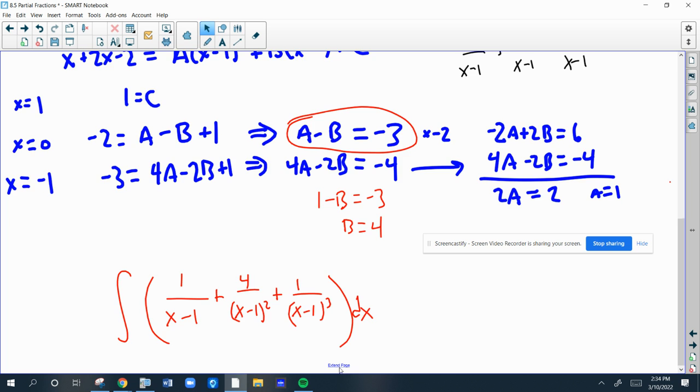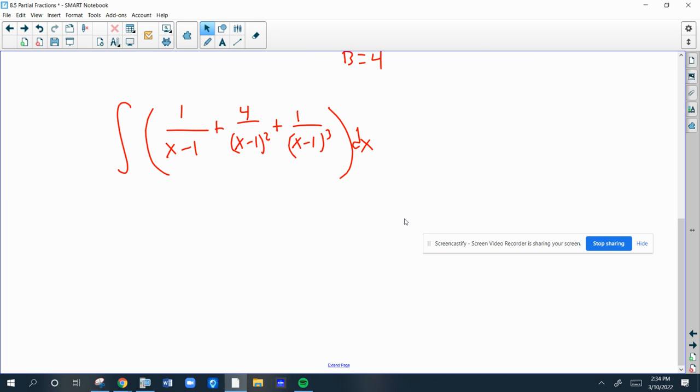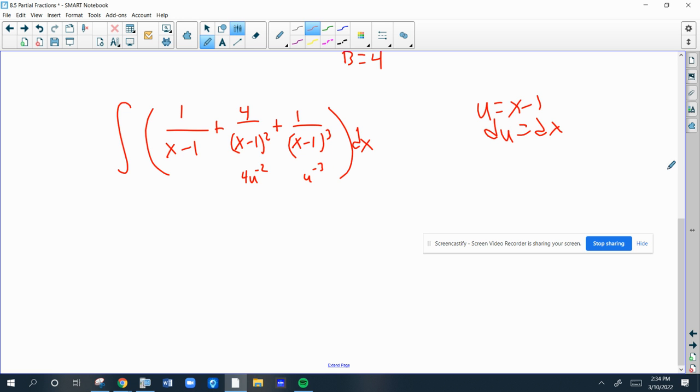Well, first, you're going to break this up into separate integrals. First one's going to be a natural log. The other two are going to be easy because if you think about the u substitution, you're going to have u equals x minus 1, so du equals dx. So there's no constant. You're just going to do the second one like u to the negative second, and this one like u to the negative third. So I'm going to do that mostly mentally. The first one is an obvious natural log.